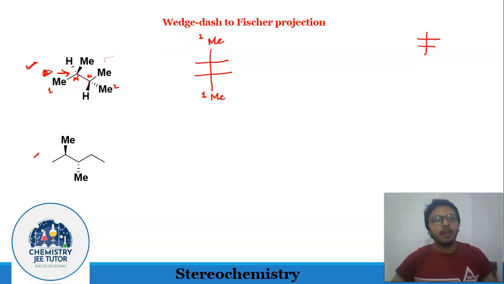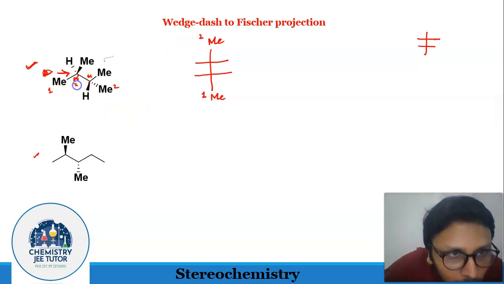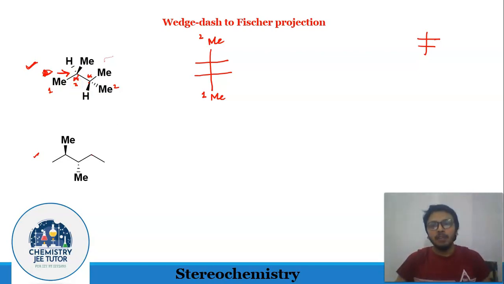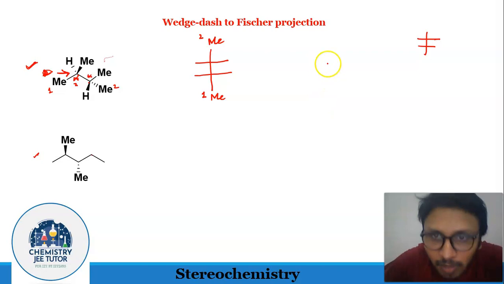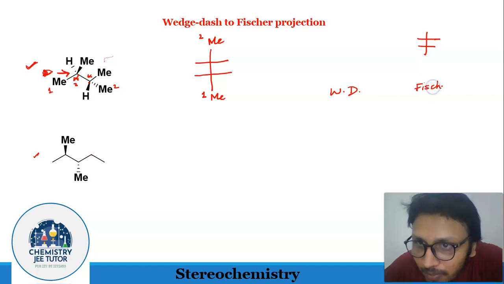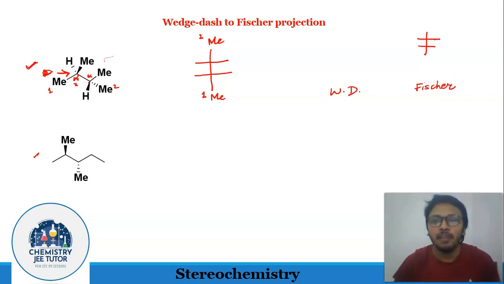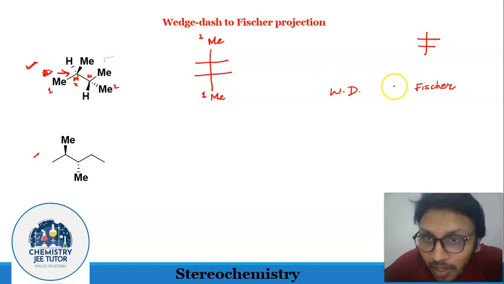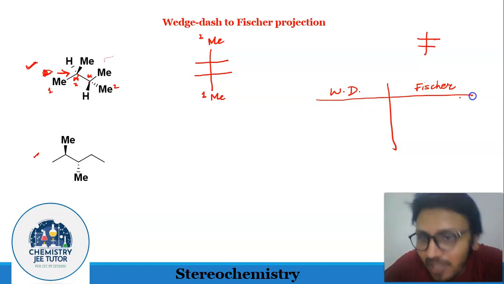Now we have a methyl at the first carbon, suppose the C2 carbon, a methyl which is above the plane and a hydrogen which is below the plane. How do I represent them in a Fischer projection? I have no idea yet. So I'll tell you some tricks, and do not forget those tricks because this is very important. I'll draw a table. First WD, which is wedge dash, and another column, Fischer. If you are making notes, write this table down in your notebook, because from here you can solve any wedge dash to Fischer conversion and vice versa.